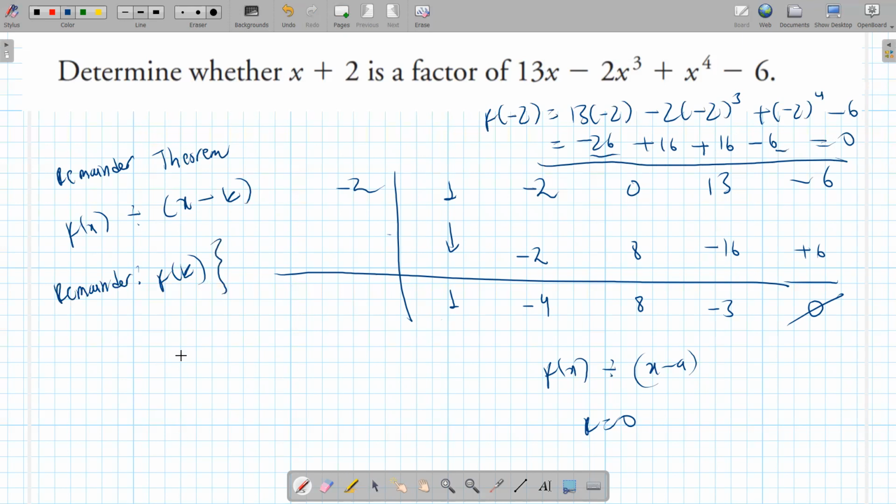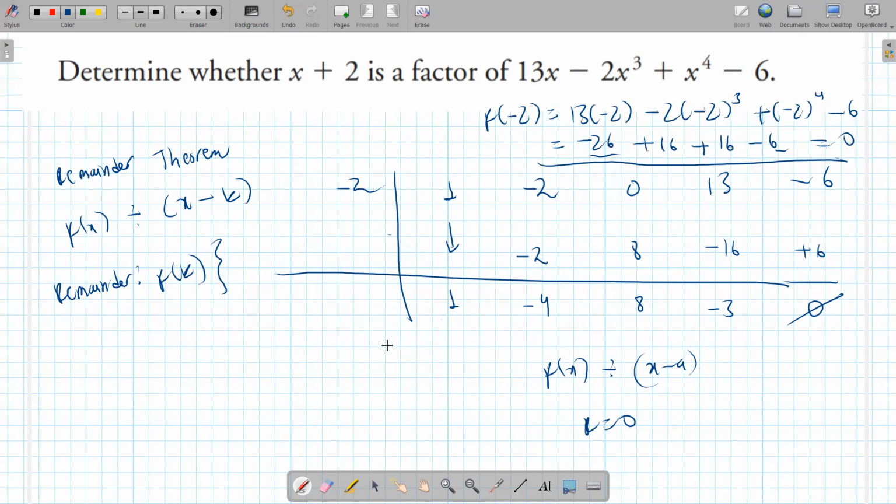The remainder theorem only works if the thing you're trying to see is a factor is linear, and it'll always be linear in these types of questions. It'll only be non-linear if they ask you a long division question just to see it. So use this. This is very quick.